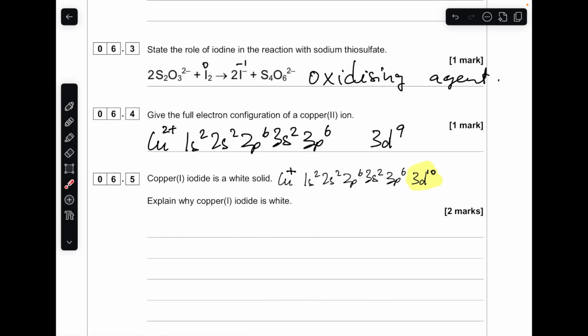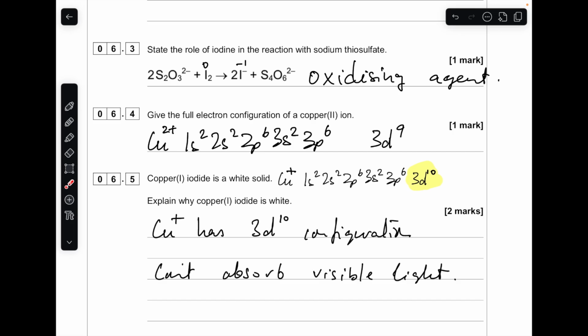Moving on to number 5, so we're told copper 1 iodide is a white solid. Explain why copper 1 iodide is white. So you'll notice I've written up the electron configuration for the copper 1 plus ion now, and I've highlighted the reason why it's got no colour. So we just need to say that copper 1 plus has a 3d10 configuration, therefore it can't absorb visible light.